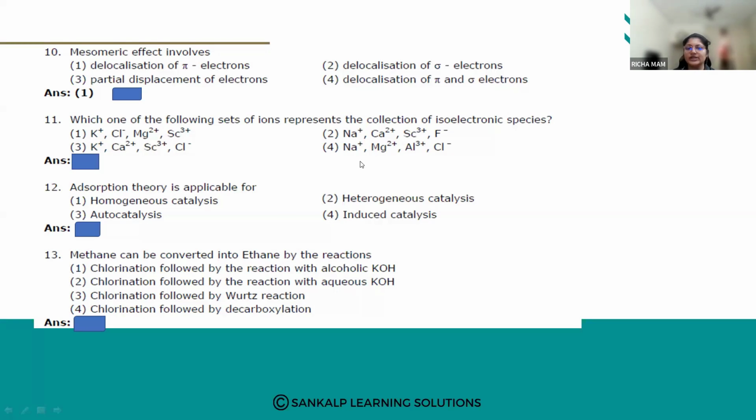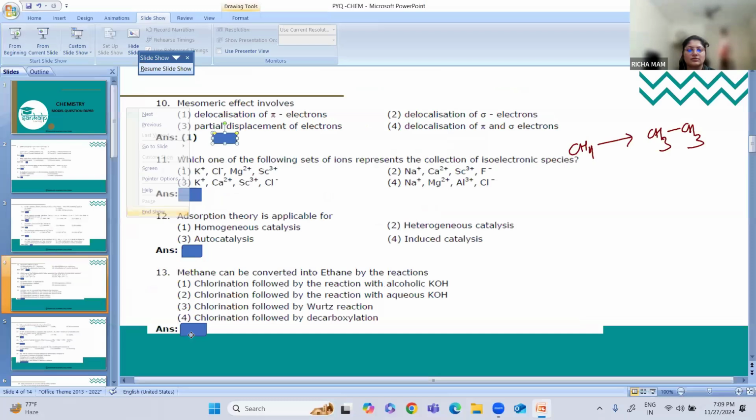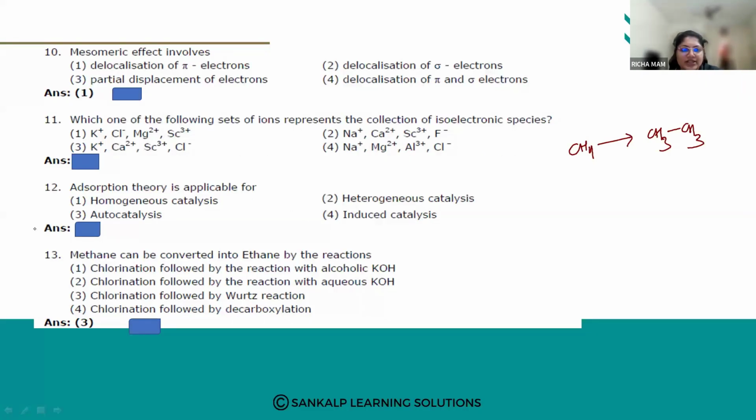Methane can be converted into ethane by chlorination followed by Wurtz reaction.